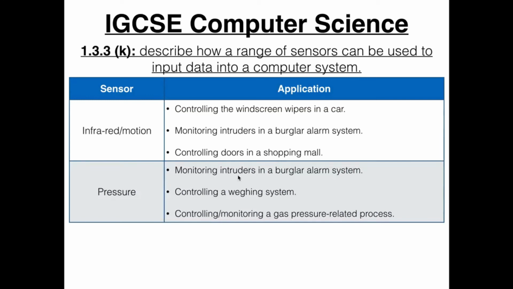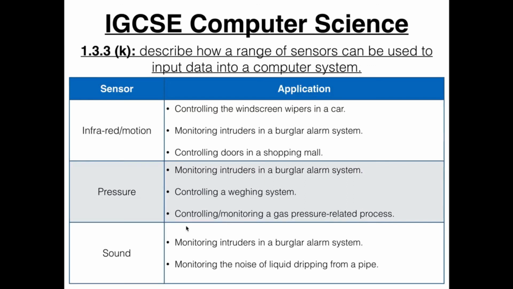Pressure sensor: monitoring intruders in a burglar alarm system, controlling a weighing system, and controlling and monitoring a gas pressure related process. Also, pressure sensors can be used to control doors in a shopping mall as well, as they'll sense your weight and then open the door. Sound sensors can, again, monitor intruders in a burglar alarm system and monitor the noise of liquid dripping from a pipe.